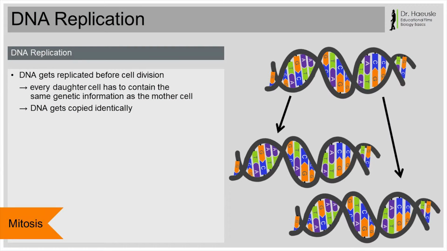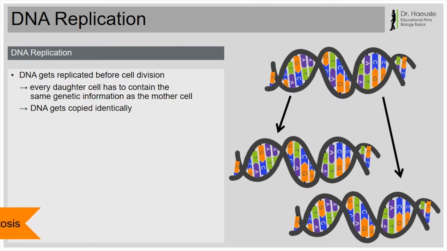At the end of the nuclear division and the following cell division, there are two identical daughter cells that have the same DNA in their nuclei as the mother cell. To achieve this, the DNA of the mother cell has to be duplicated identically first. And this happens during the DNA replication. As we have learned in our video about mitosis, DNA replication happens during S phase of interphase.